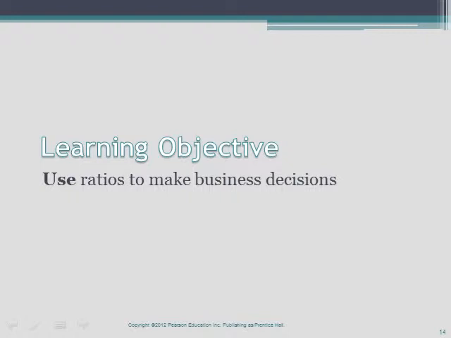So next we're going to move into a very interesting area, and that's how to use ratios to make business decisions. When we're referring to ratios, we're simply referring to another form of financial analysis. And again, this method is very interesting because it helps us develop and tell a story about a company.